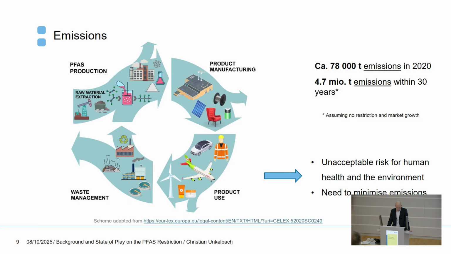With regard to the emissions, we can basically identify 4 different stages of PFAS emission. This is their production phase, the manufacture of products based on the PFAS chemicals, the use phase of these products, and the waste phase. With regard to the European Economic Area, we estimate around 80,000 tons of emissions in 2020, and within 30 years, with some additional assumptions, up to 4.7 million tons of emissions. We consider this as an unacceptable risk for human health and the environment, and the need to minimize emissions results from this.